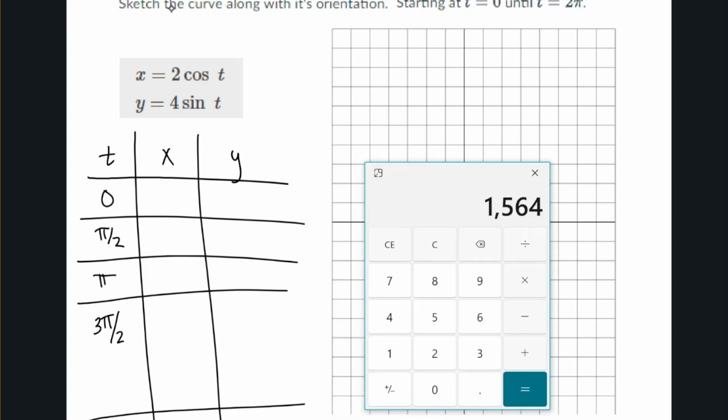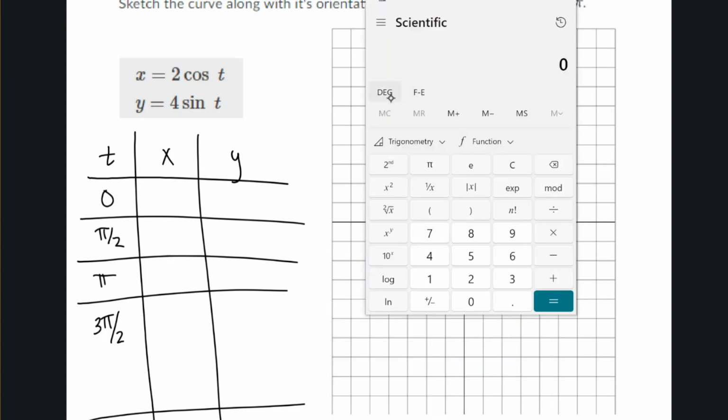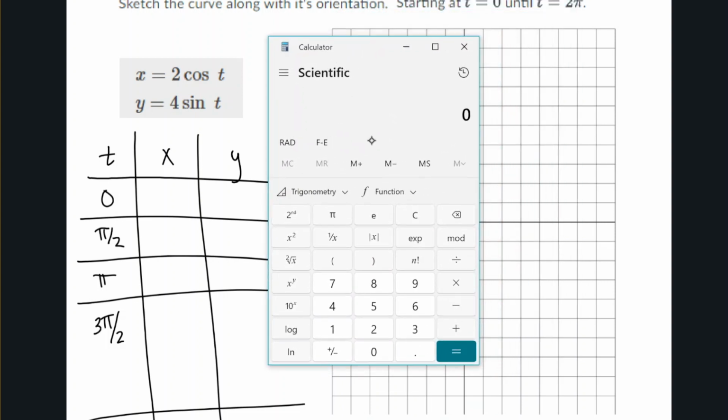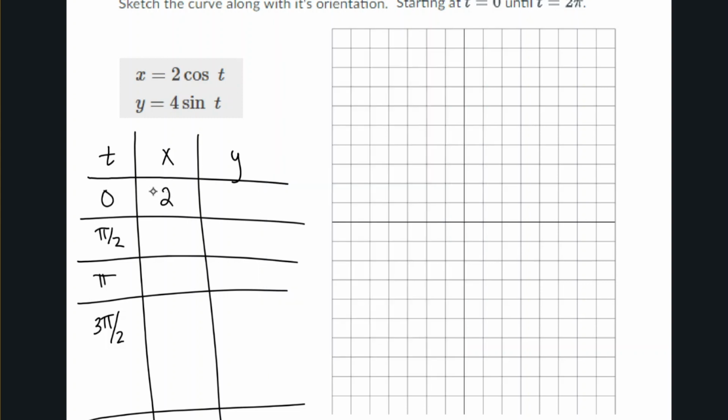Now I'll need to get my calculator. Now right now, do you see my calculator's in degree mode? I need to change it to radians. Do that for your particular calculator, however you can do so. And I'm going to plug in 0 into cosine, and then I multiply it by 2, because that's what the x equation does. And it tells me my x value is 2 when t is 0.